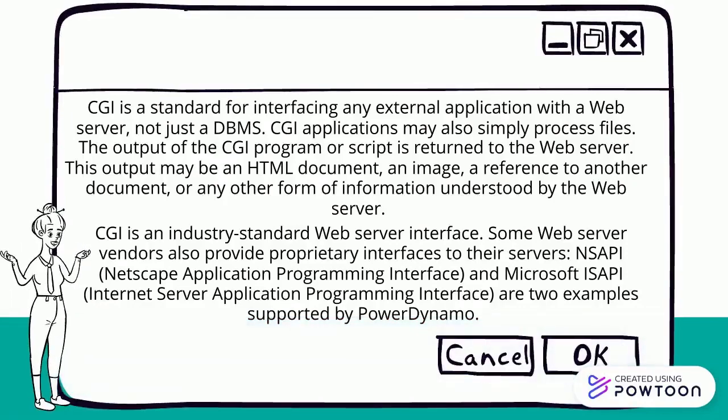CGI is a standard for interfacing any external application with a web server, not just the DBMS. CGI applications may also simply process files. The output of the CGI program or script is returned to the web server. This output may be an HTML document, an image, a reference to another document, or any other form of information understood by the web server. CGI is an industry-standard web server interface.